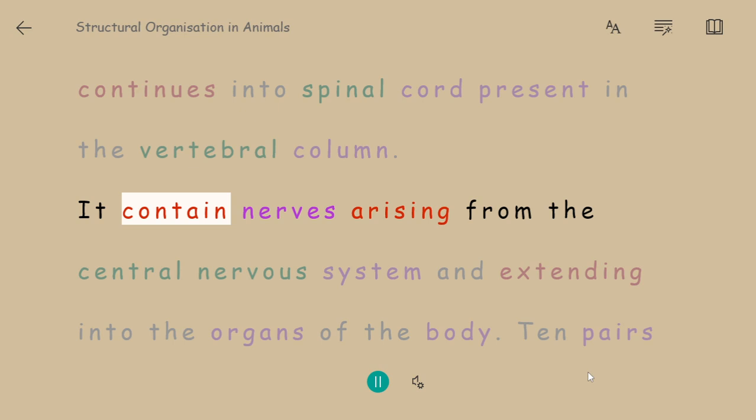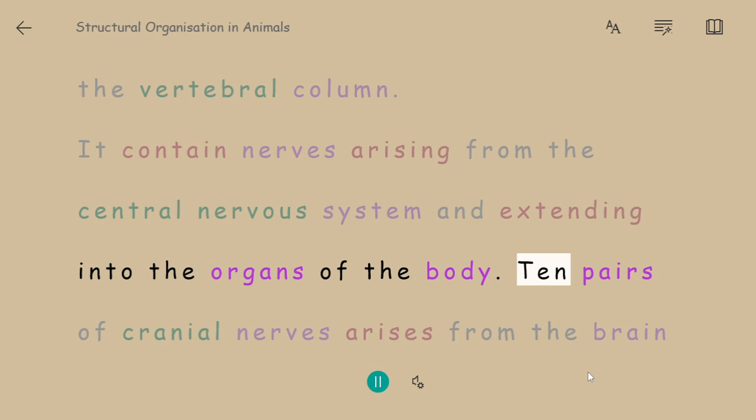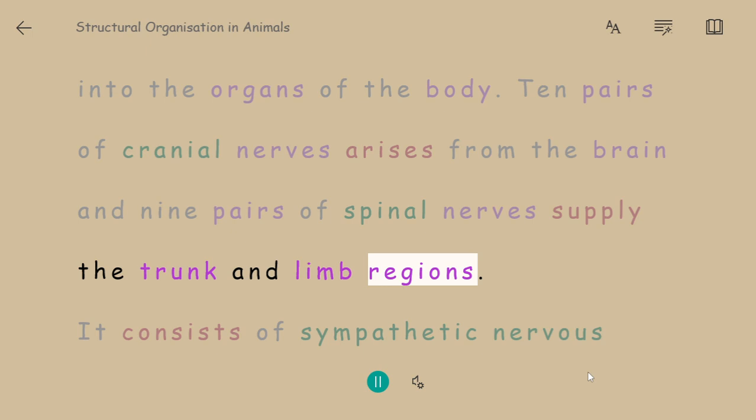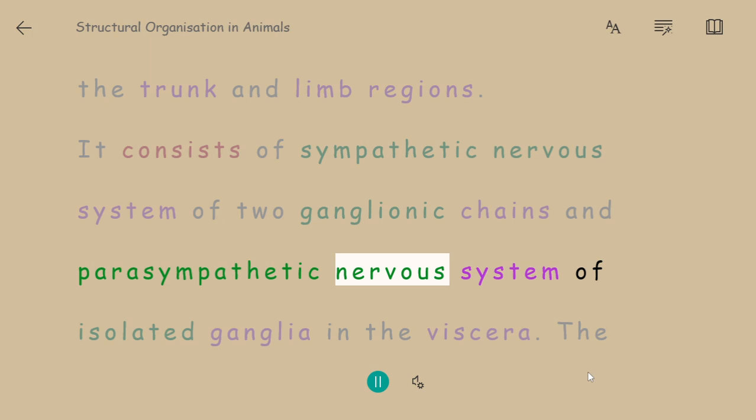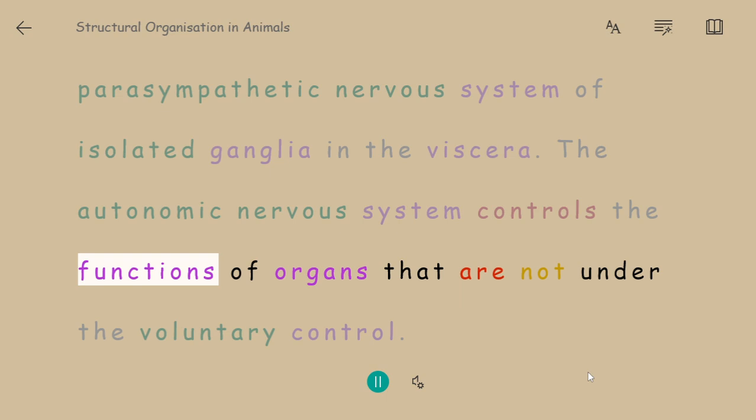It contains nerves arising from the central nervous system and extending into the organs of the body. 10 pairs of cranial nerves arise from the brain and 9 pairs of spinal nerves supply the trunk and limb regions. It consists of sympathetic nervous system of 2 ganglionic chains and parasympathetic nervous system of isolated ganglia in the viscera. The autonomic nervous system controls the functions of organs that are not under the voluntary control.